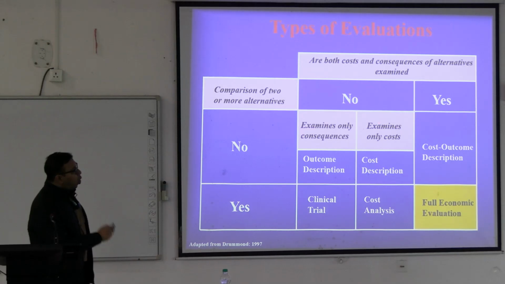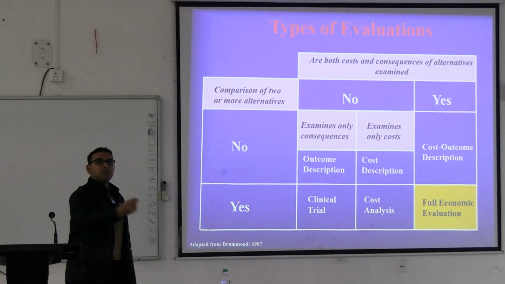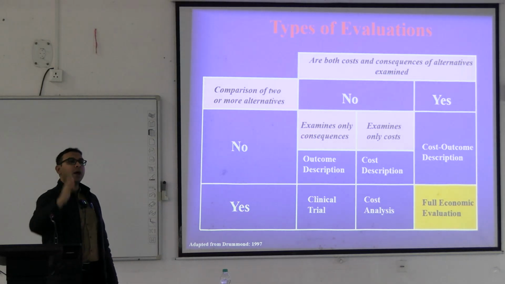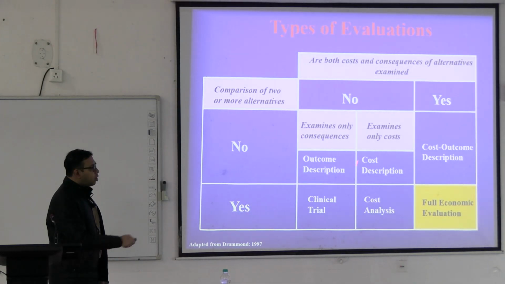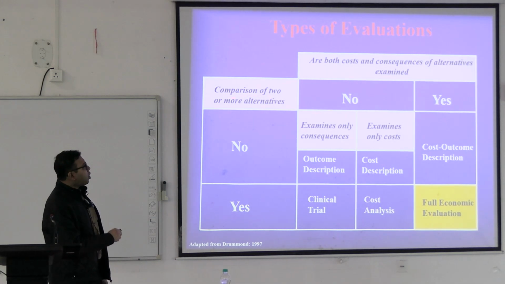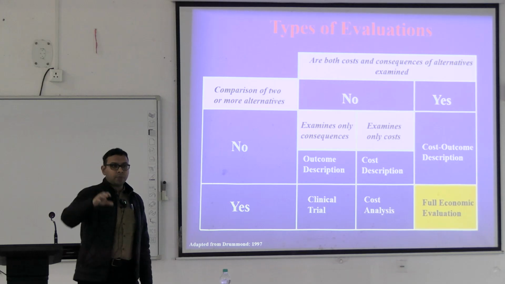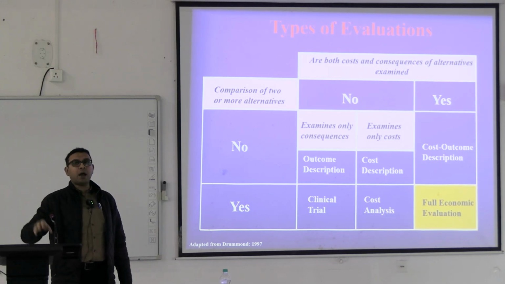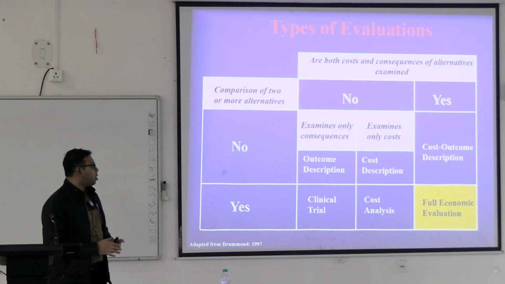When we are examining only cost, that is the cost description. That is the cost of drug A is this, cost of drug B is this. We are giving this drug without evaluating any consequences. So this is outcome description, this is cost description, okay. But when we are examining both the cost and consequences, but we are not comparing, this is the cost outcome description. That is, this is the cost of drug A, this is the cost of drug B, this is the consequences of drug A, this is the consequences of drug B. But we are not statistically evaluating this.